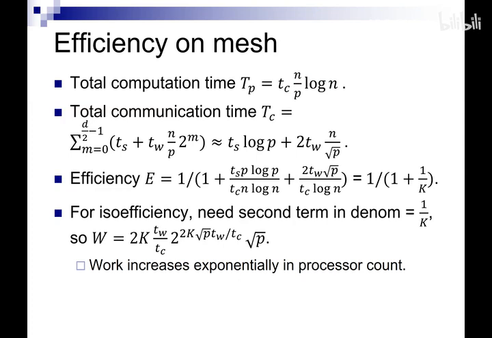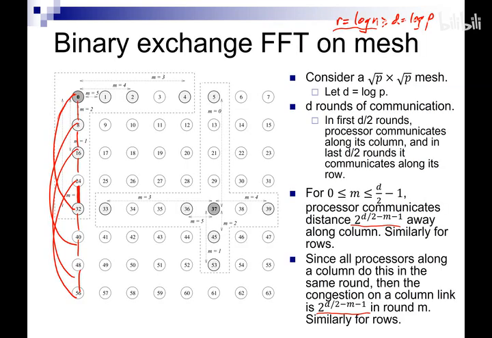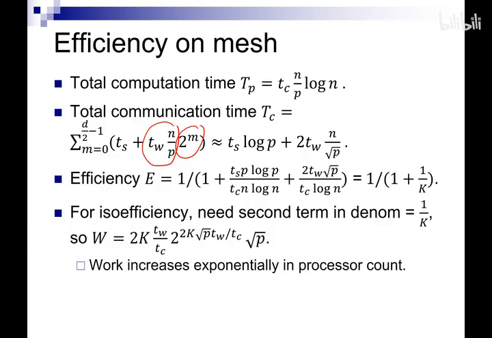Then for the communication, this is the communication time. So the communication time is basically the startup time, plus the amount of data that you're sending times the per-data time. However, this part here is the congestion. We said that this congestion is very large initially. So if you add up the congestion over all the rounds, this is what you're going to get.